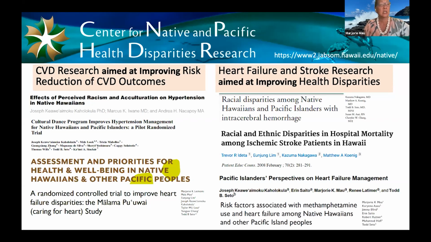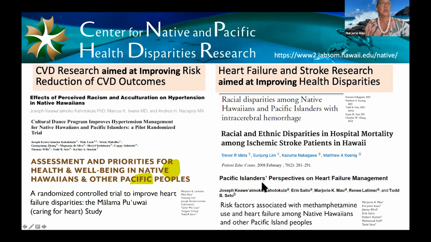We get a lot of students who are interested in some of this data, and this is a sort of one-stop publication where you can get a lot of updated information. And we've also done a lot of work on heart failure and stroke aimed at improving health disparities. So my colleague, Kazuma Nakagawa, a neurointensivist, and I have looked specifically at intracerebral hemorrhage, as well as ischemic stroke patients in Hawaii, looking at racial and ethnic disparities.